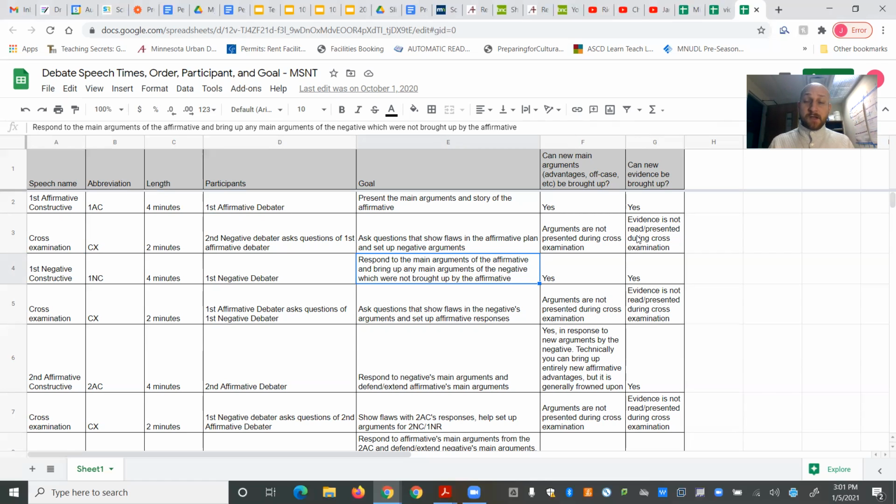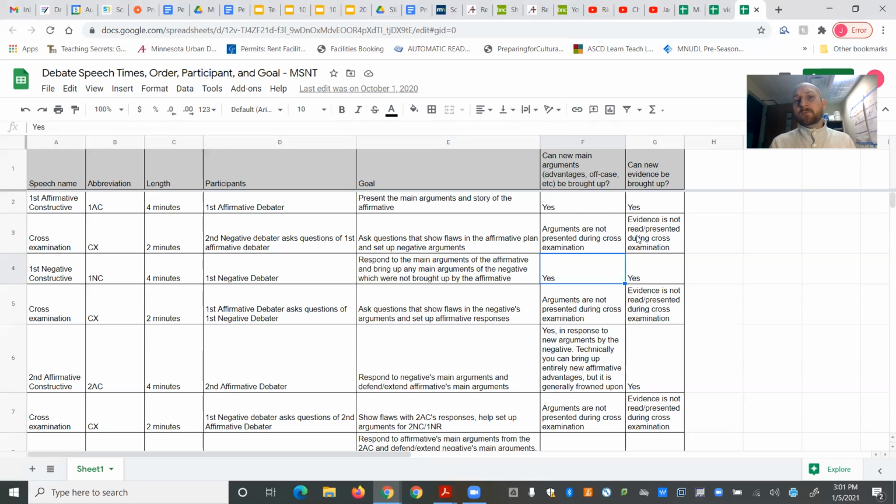So this is the speech where you should bring up things like disadvantage, counterplan, critique, depending on what level you're at. If you're a rookie, you don't need to worry about that. You just respond to the arguments that the affirmative made. But if you're a novice, JV, or varsity, this is where you bring up your new arguments.